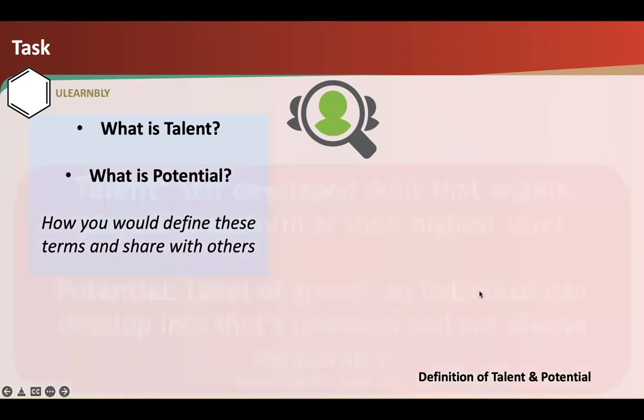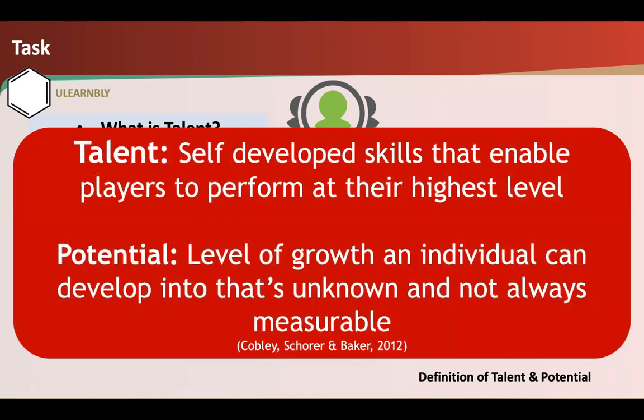Once you've done that task, here's an example of what our definition is. This isn't the definitive definition, but these are examples that have been adapted from a research paper in 2012, that talent is self-developed skills that enable athletes, players, and individuals to perform at their highest level. Self-developed skills, okay? And I'm going to come back to that in a minute. Potential, our definition for potential drawn from this research would be the level of growth an individual can develop into that's unknown and not always measurable.